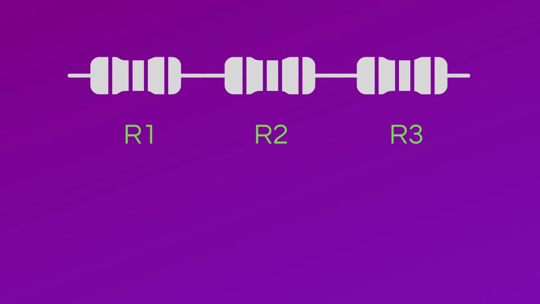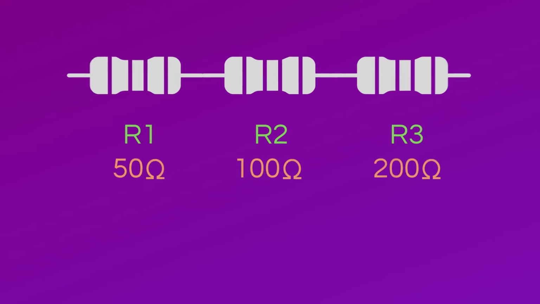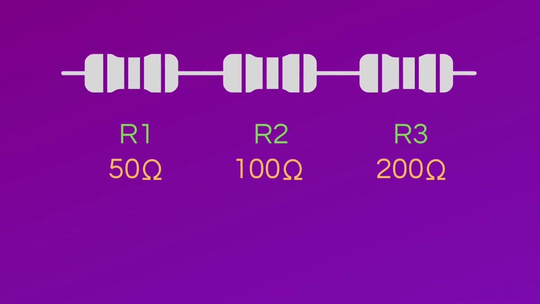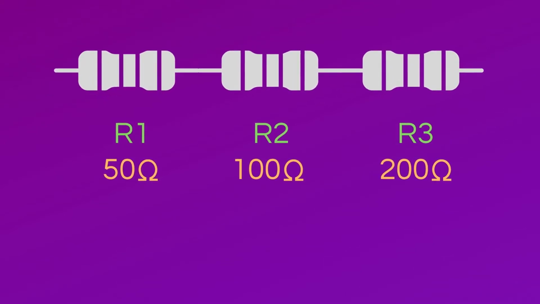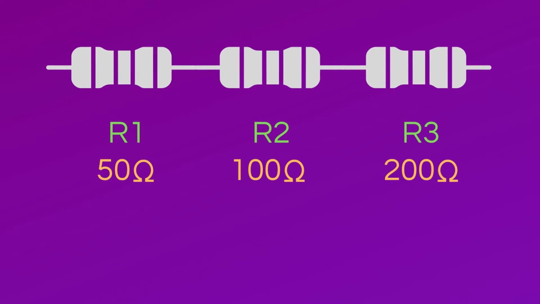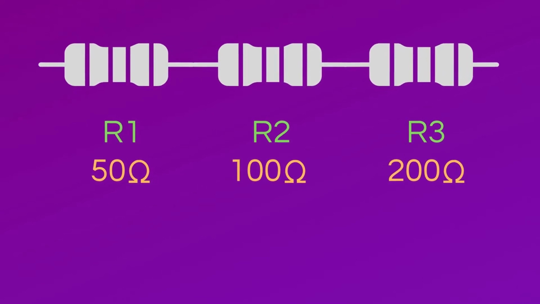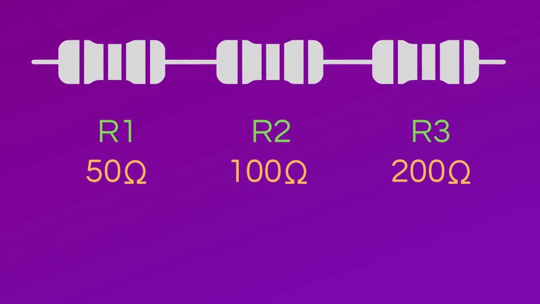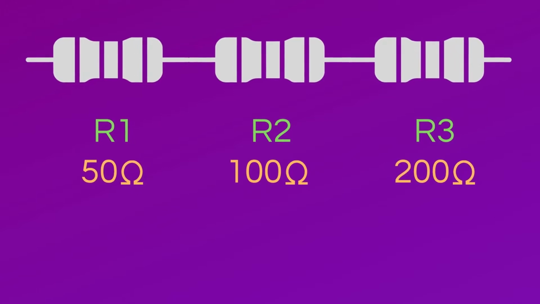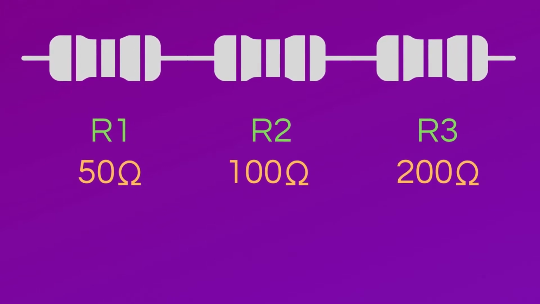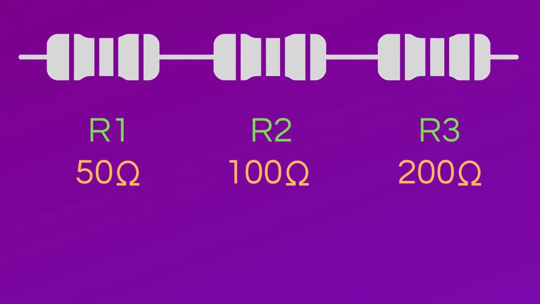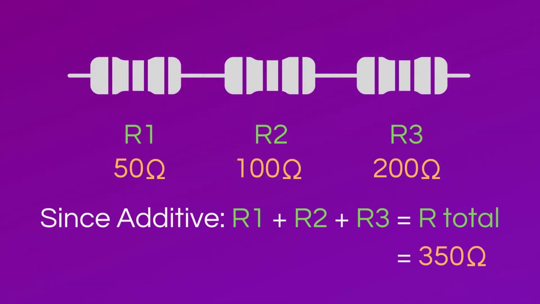A circuit has three resistors in series. R1 is equal to 50 ohms, R2 is equal to 100 ohms, and R3 is equal to 200 ohms. Based on the fact that resistors in series are additive, the total resistance of the circuit is equal to R1 plus R2 plus R3, which is equal to 350 ohms.